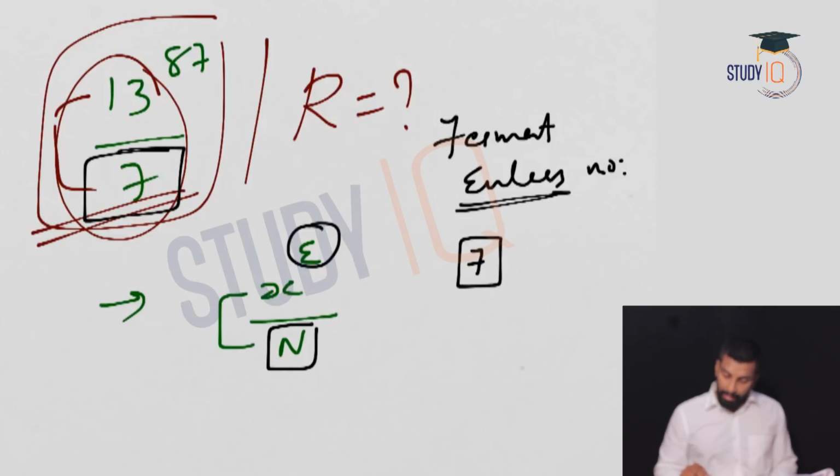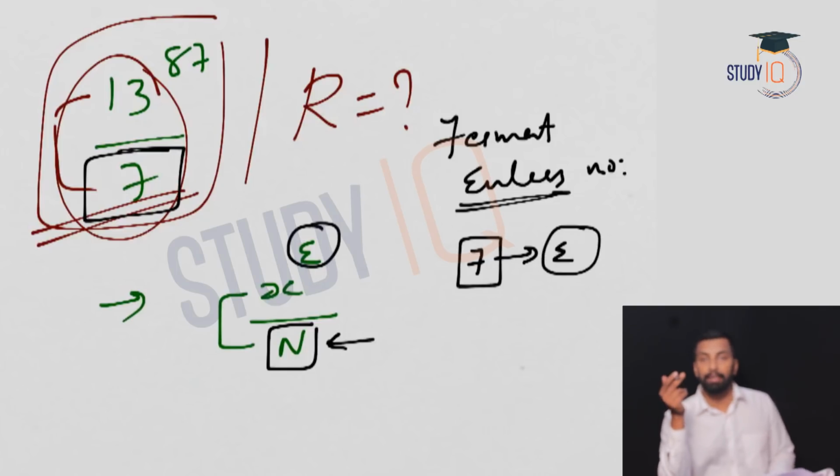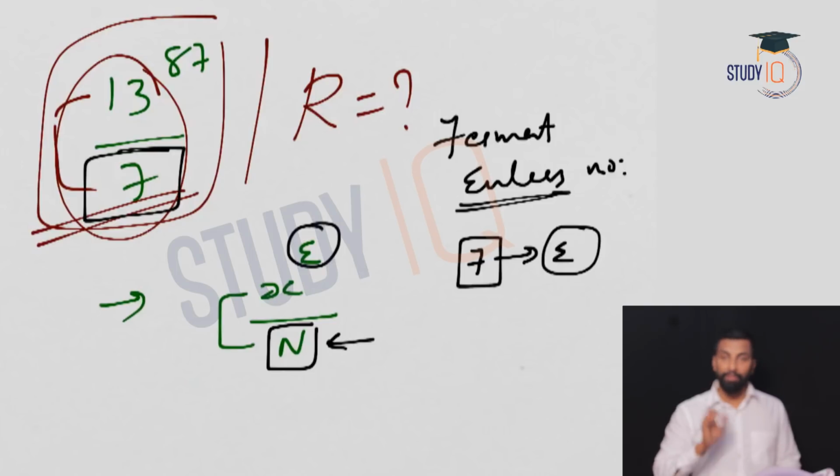So what is E? E is actually related to this number. How it is related is that it is the number of co-primes less than that number. The number of co-primes less than that number means the numbers which are co-prime with that number, how many numbers are there which are less than that number. So you have 7 now, right?